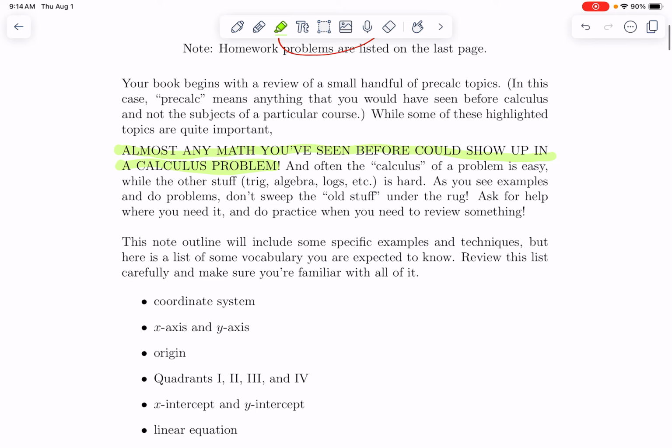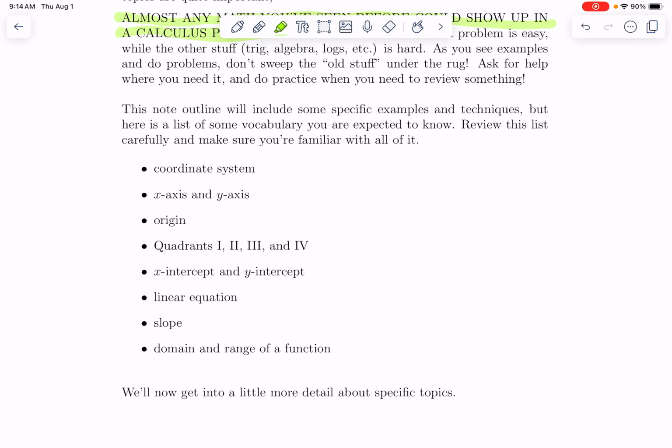Okay, so a few things that I'm not even going to talk about now, but you absolutely need to know is, how does a coordinate system work? What do we mean by the x-axis and the y-axis? What do we mean by the origin? How do we number the quadrants? What do we mean when we say something like an x-intercept or a y-intercept?